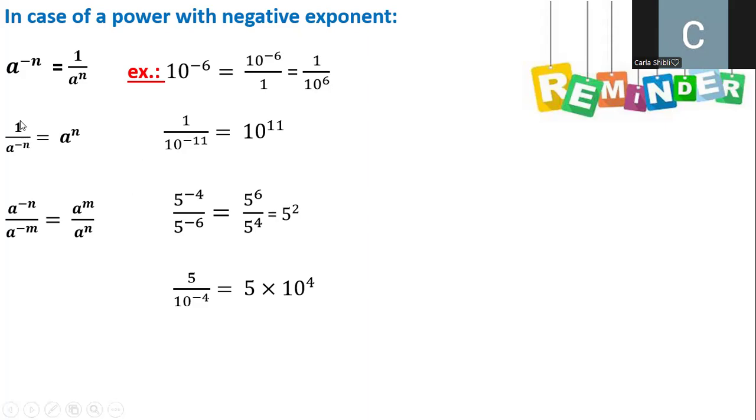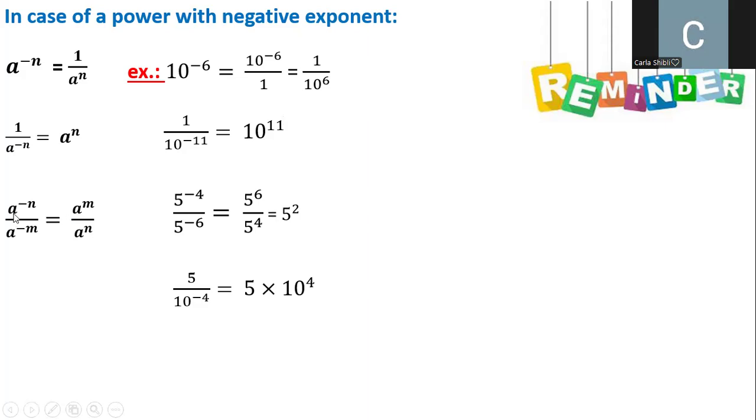The second rule, 1 over a to the power minus n. Now, the negative exponent is in the denominator. So to change it to positive, I take it to the numerator. So it becomes a to the power n over 1, which is a to the power n. For example, 1 over 10 to the power minus 11. To change it to positive, I take it up, so it becomes 10 to the power 11.